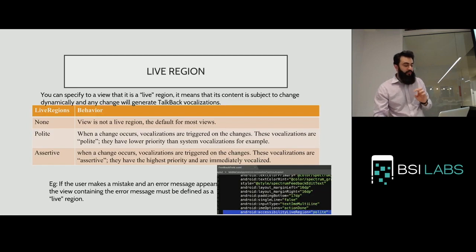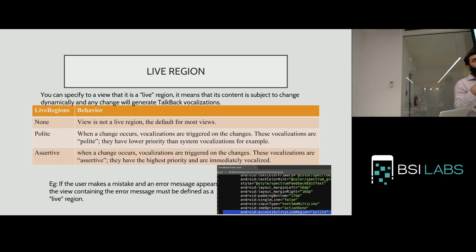And then live regions. Sometimes when you have a form and you fill out the wrong phone number, you have 11 digits instead of just 10, you can set the live region for a text field to true, or to what? Yeah, polite. There are a few different options: assertive, polite, and none. So that it will give you an error message and it'll announce that error message if it's displayed. It'll say, oh, you filled out 11 digits, fix it. So it's pretty neat that way.